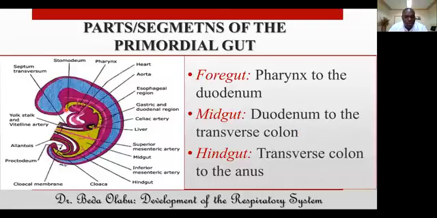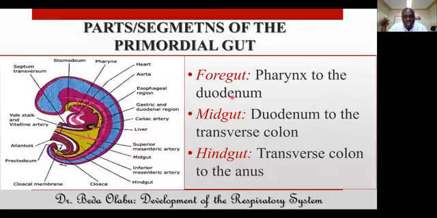So from here, all the way to somewhere there, represents foregut, which coincides with pharynx all the way to the duodenum. Then around this zone here is the midgut, which corresponds with the region going to give you the duodenum all the way to the transverse colon. Then this zone here is hindgut, which corresponds to the region that's going to give us the transverse colon to the anus. These are parts of the primordial gut with their derivatives.